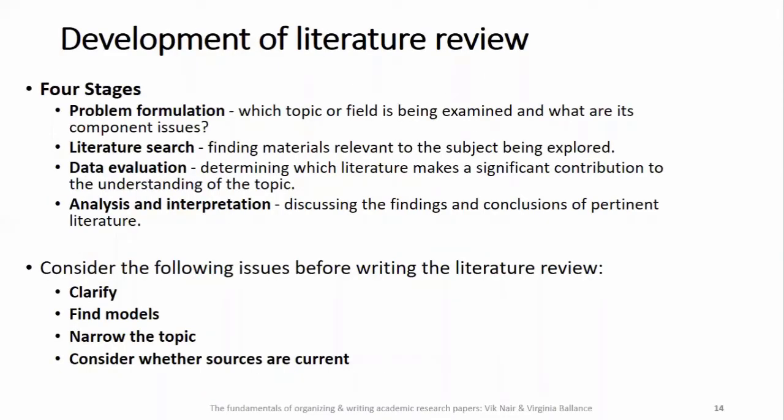So there are 4 stages of developing any literature review. Typically, you have the problem formulation, basically what you're trying to examine. Okay, you need to be very sure what you're trying to do because there's a lot of resources out there.